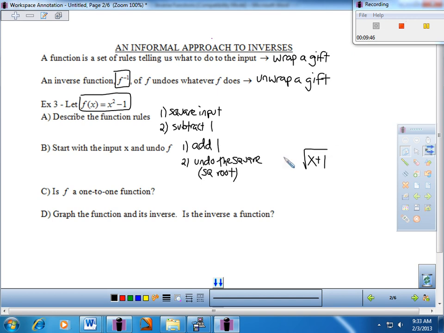Just one thing to note, of course, when you undo a square, and this will hopefully allow you to not forget it when you see it in the future, what are you always supposed to take when you undo a square? Both roots, plus and minus.